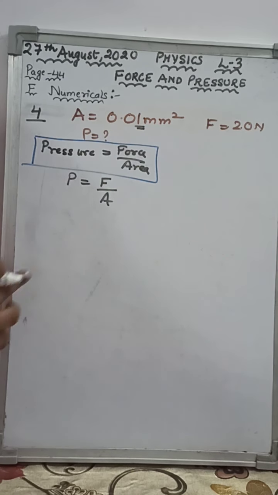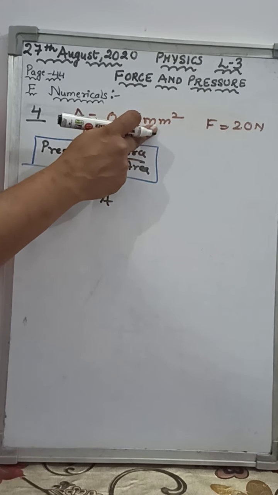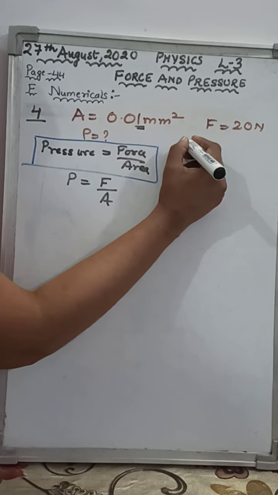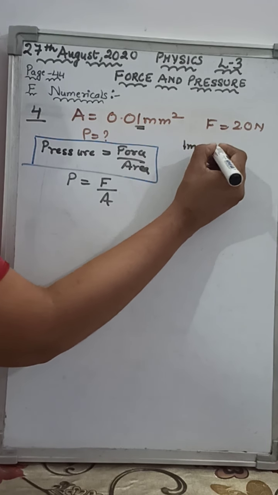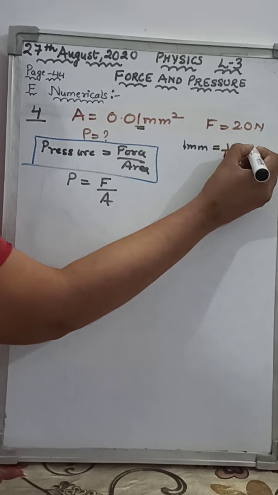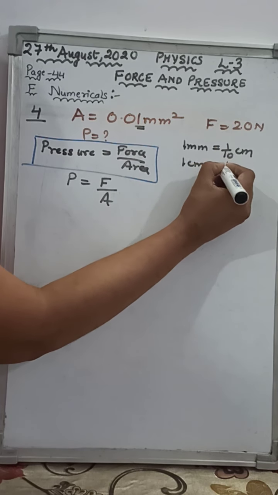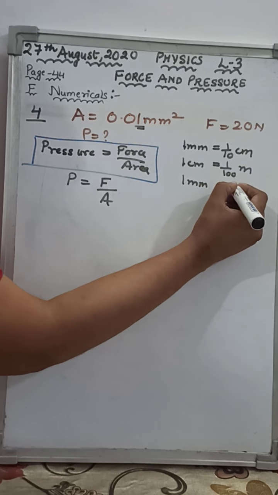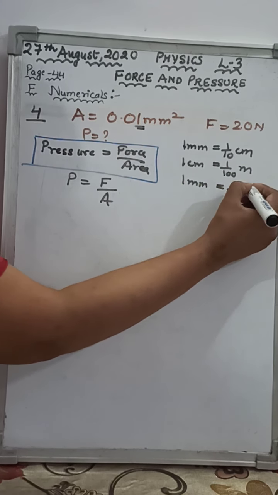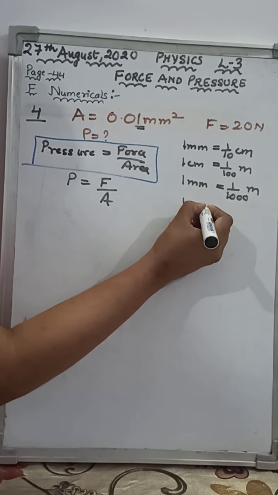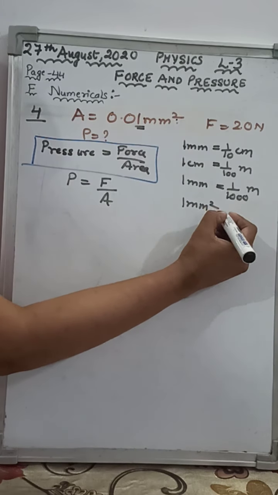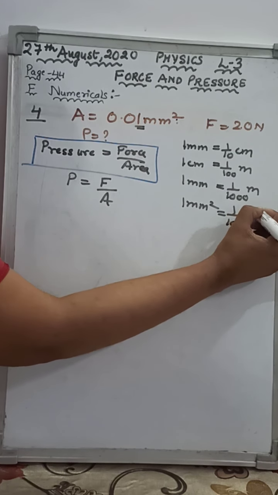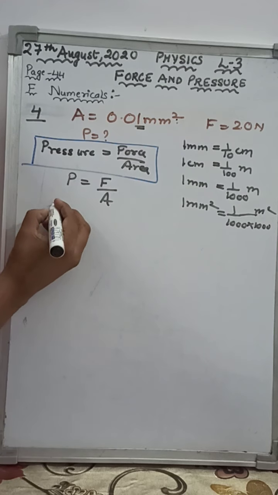Now we'll substitute the value, but this is not given in SI unit, meter square. So first of all you will change it. Got it? So 1 millimeter is equal to 1 upon 10 centimeter. 1 centimeter is equal to 1 upon 100 meter. To change 1 millimeter into meter, you will divide by 1000. Now you have to change 1 millimeter square, so you will divide 2 times. Got it now? So now you will put the value.